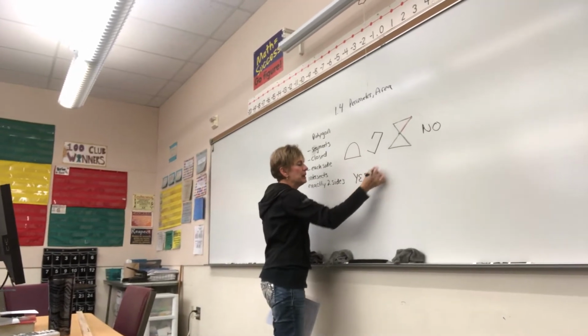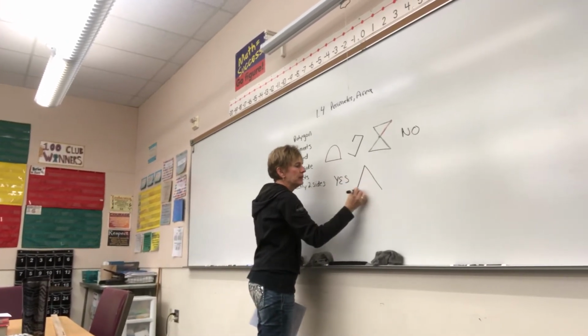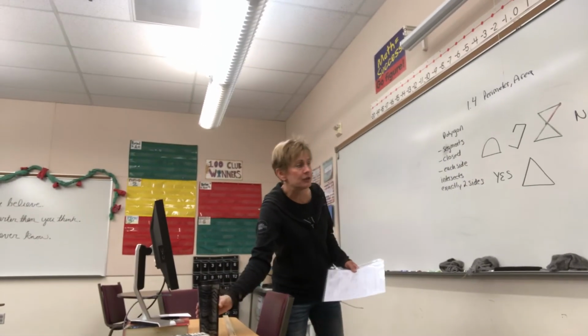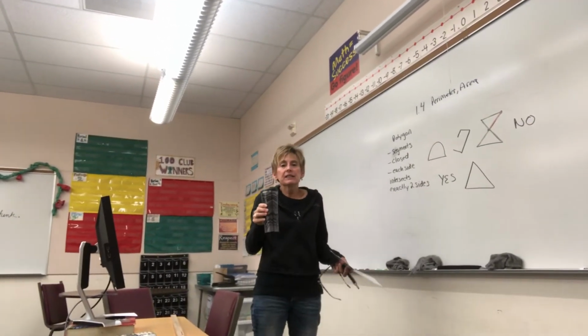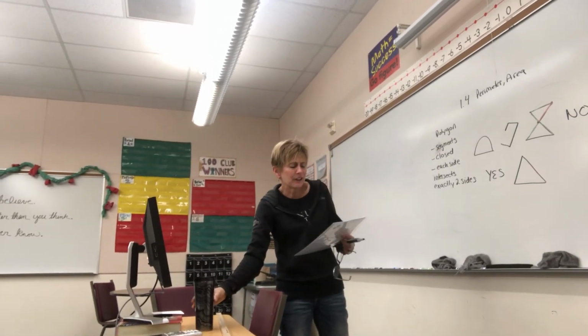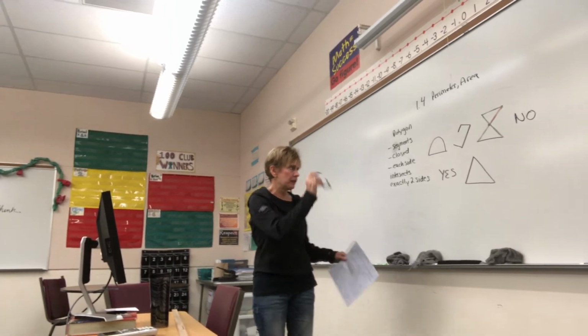Examples of figures that might be a polygon, for instance, would be a triangle. This is made completely of segments. It's a closed shape, and each side intersects exactly two other sides. So that's kind of our general definition of a polygon.